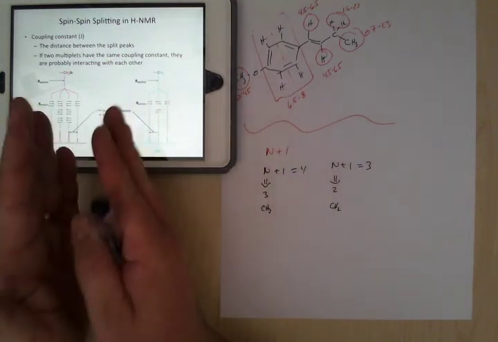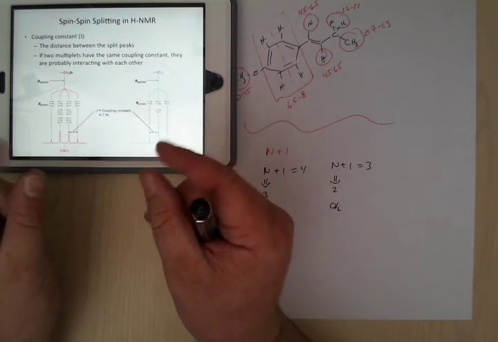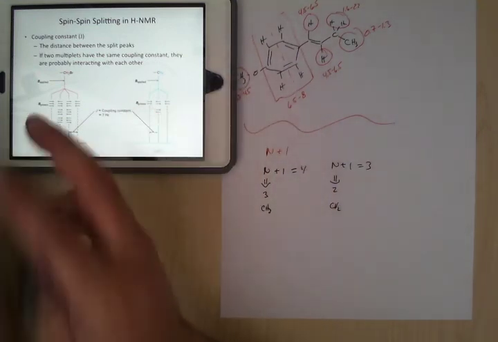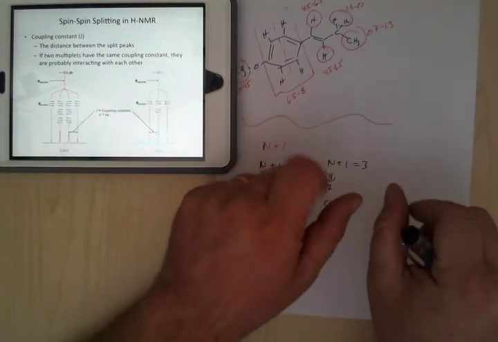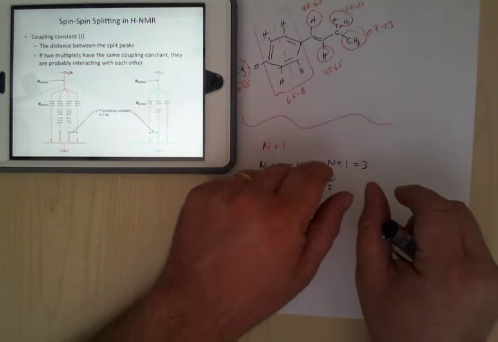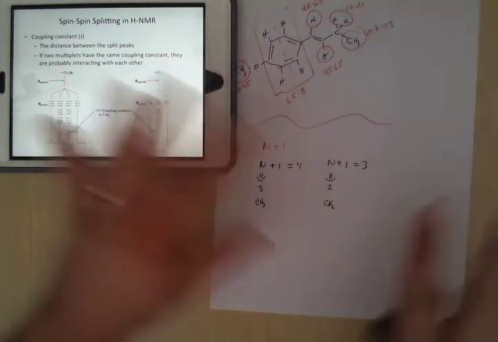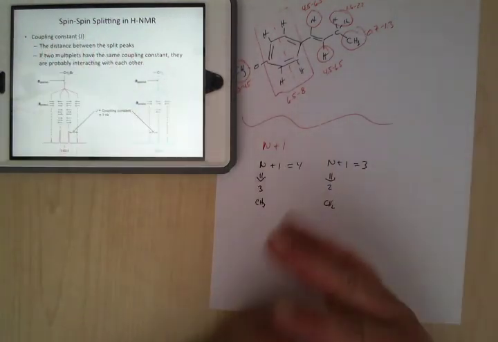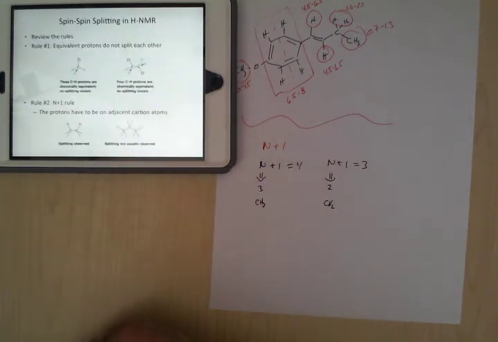Like this set of peaks, the splitting constant, the distance between those peaks, let's say 9 hertz. That means these two guys are interacting with each other. If these two sets of peaks over here have a distance between the peaks of 7 hertz, that means these two are probably interacting with each other. It helps to provide information on who's connected to what. You're not going to get it very often, but it's something to be aware of.